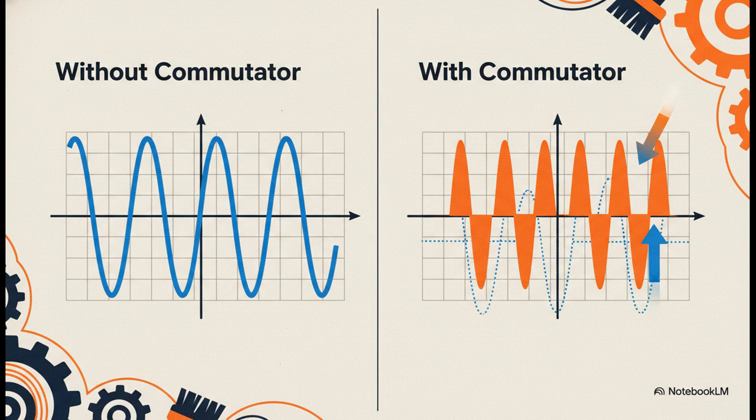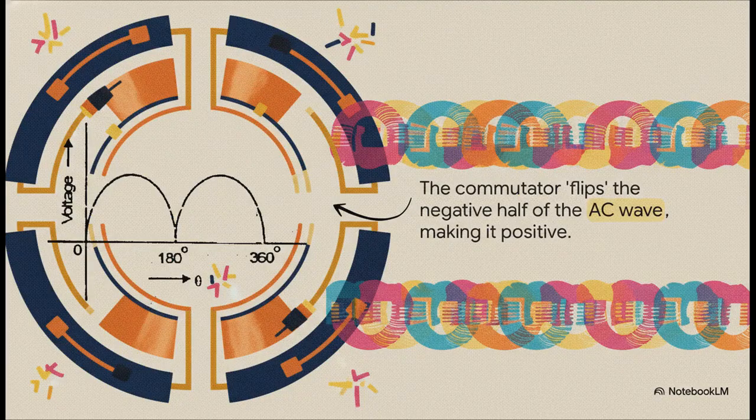But it's not exactly a smooth ride just yet. And here's what that resulting waveform looks like. You can see it's basically a series of positive humps. The voltage rises from 0 to a maximum, falls back to 0, and does it again, twice for every single rotation of the coil. We call this pulsating DC. It's definitely direct current, it's unidirectional, but it's not that smooth, steady DC you'd get from, say, a battery.